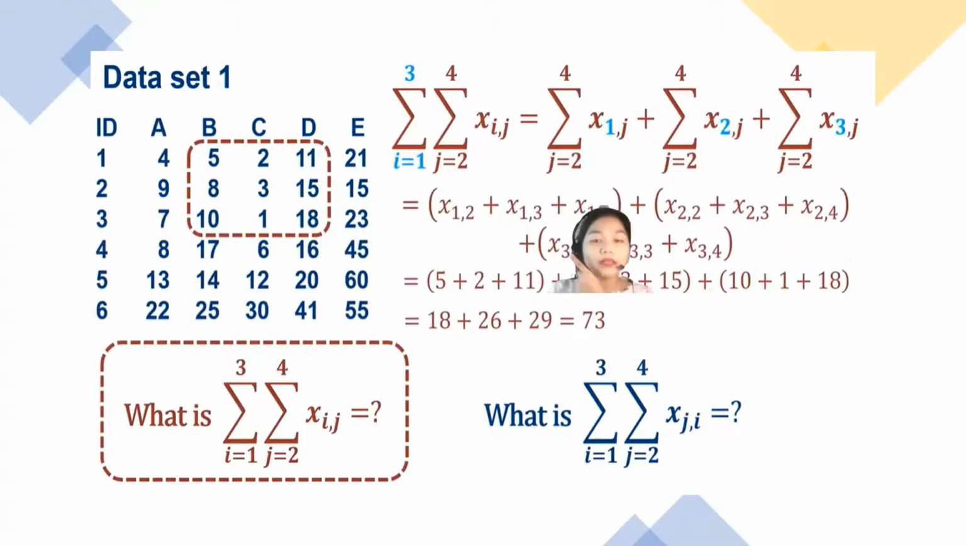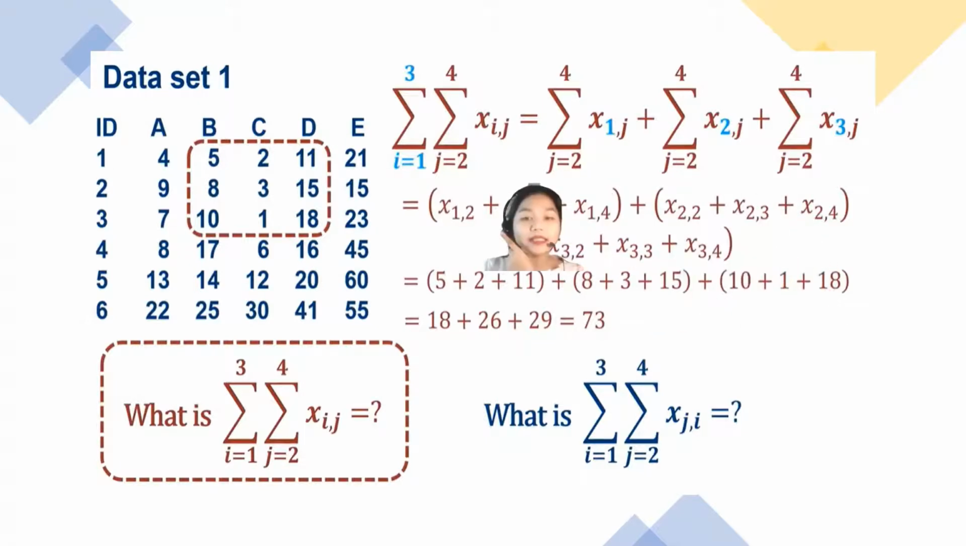Now, let's locate the values in each position. Row 1, column 2 ay 5, kaya 5 here. Row 1, column 3 is 2, kaya we have 2 here. Row 1, column 4 is 11, kaya we have 11 here. So, for the row 2 sets, row 2, column 2 is 8. That's why we have this one. Row 2, column 3 is 3. So, plus 3. And row 2, column 4 is 15. So, we have 15 here.